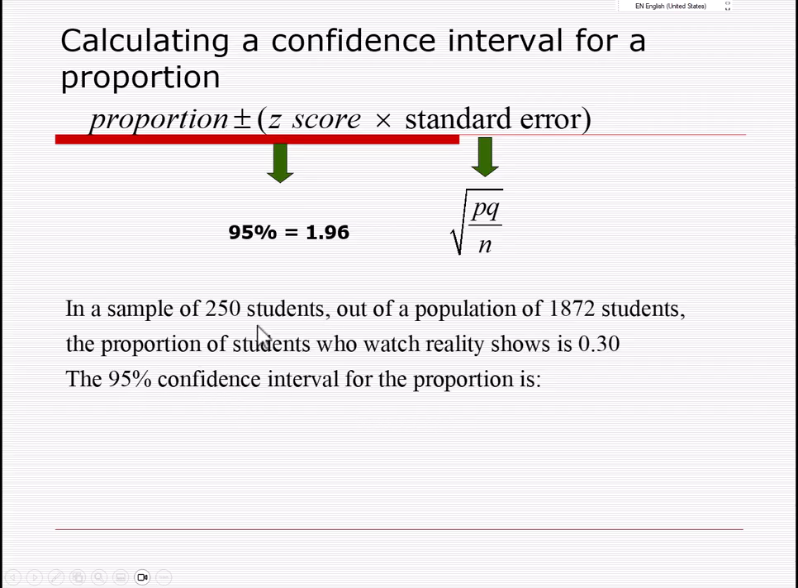So, for example, if you have 250 students out of a population of 8,702 students, and the proportion who watched reality TV is 0.3, therefore the standard error would be the square root of 0.3 times 0.7 divided by 250.